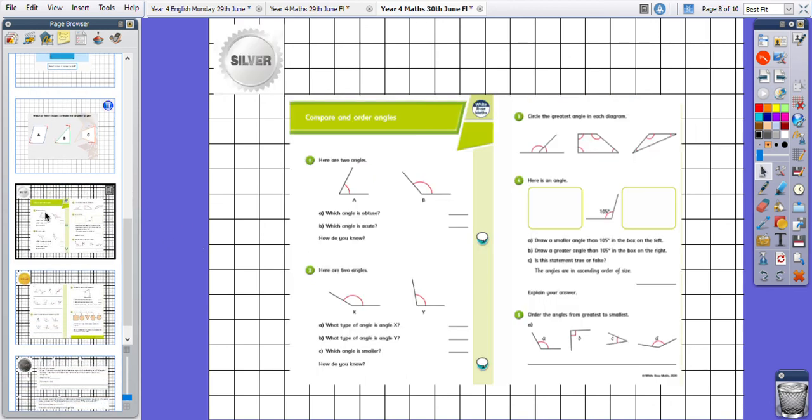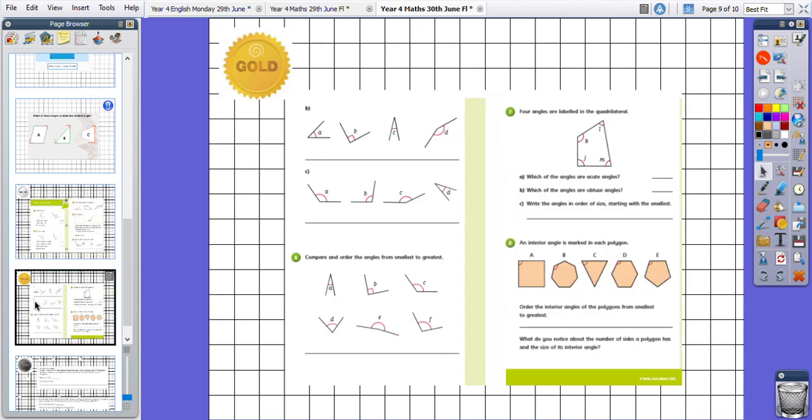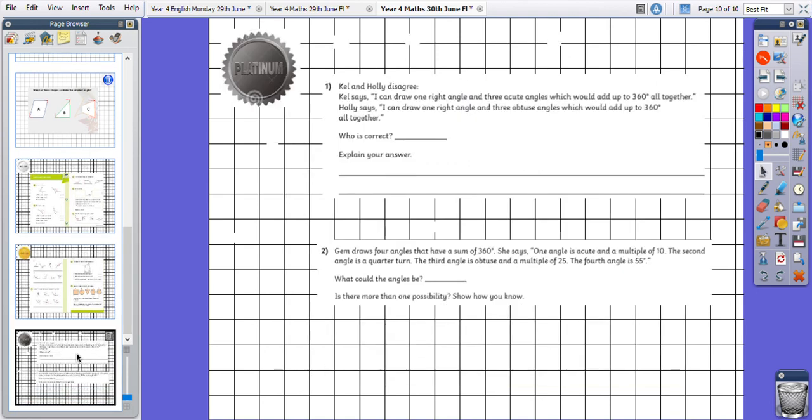So your task today, you are completing silver is questions 1 all the way through to 5. Gold is question 5 onwards, and platinum, you have 2 questions to answer here.